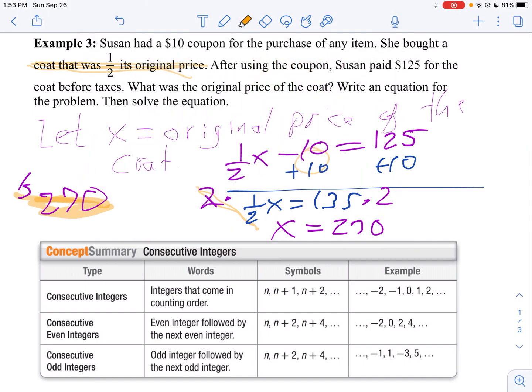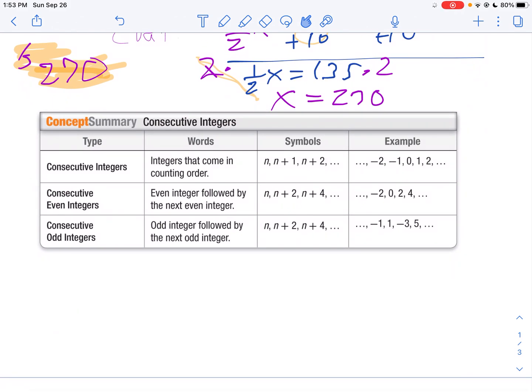There's my answer, 270. Now we're going to look at some number theory problems. Number theory is exactly what it sounds like. We're looking at the relationship of numbers, how they're related, and maybe writing some expressions for them. I gave you 3 things we're going to model number theory with. First off, consecutive integers are numbers that come in a row, like -2, -1, 0, 1, and 2.